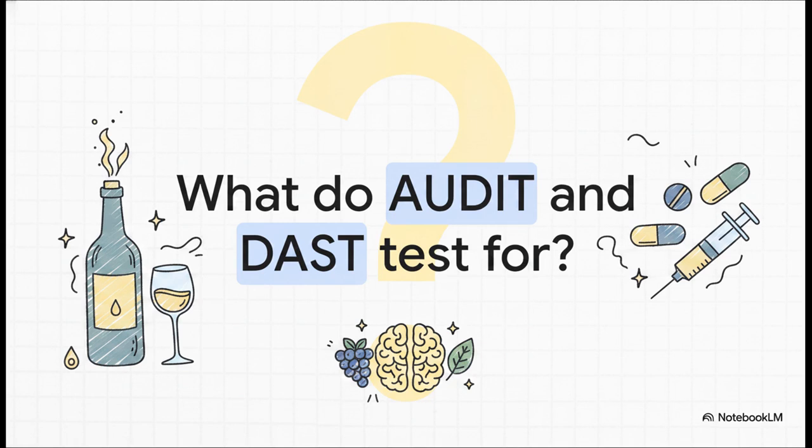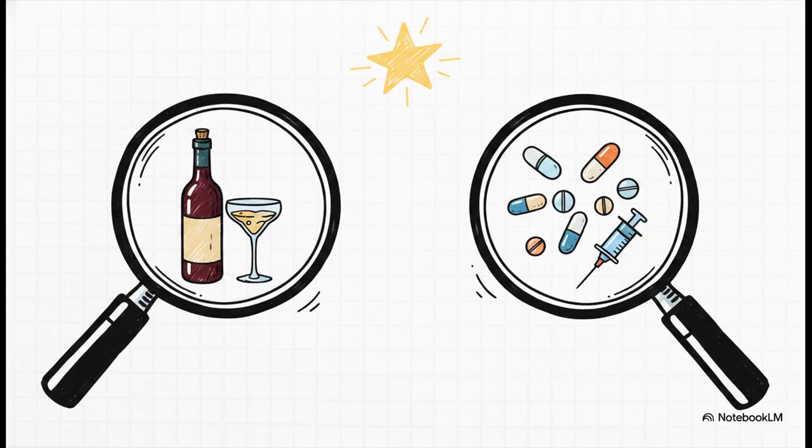Audit is a test for what substance, and DAST is a test for what substance. Try to separate the alcohol test from the drug test in your mind. And here are the final answers. Audit is for alcohol, and DAST is for drugs. A great little trick is to use the first letter of each acronym to help you remember. So, A for audit and alcohol, D for DAST and drugs.